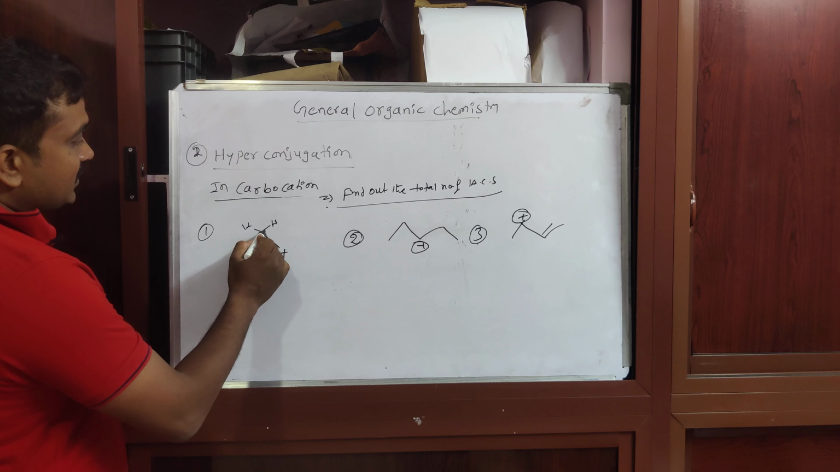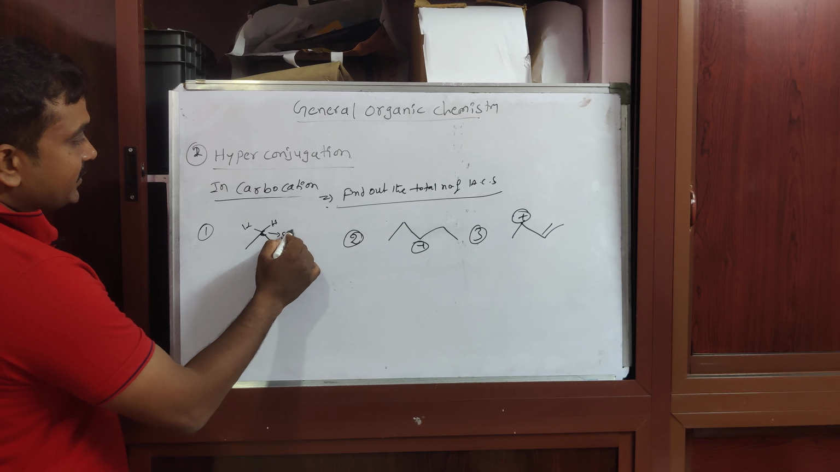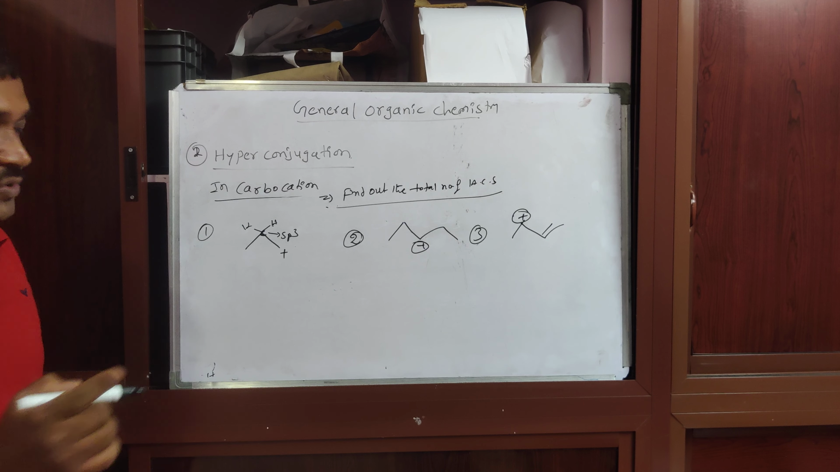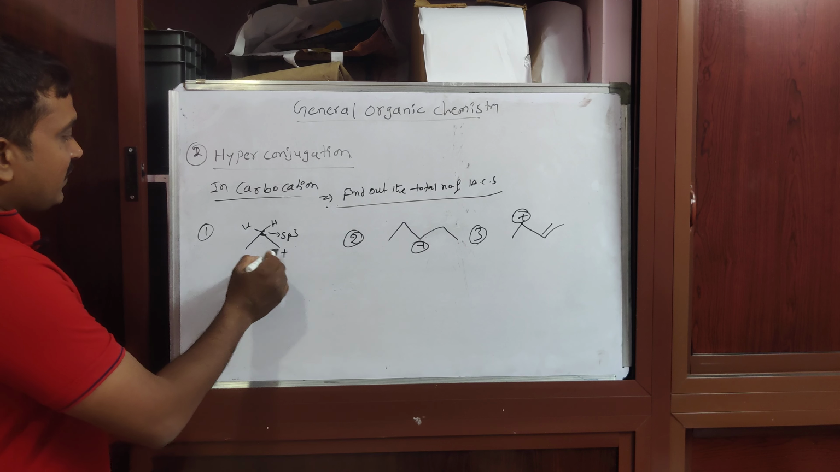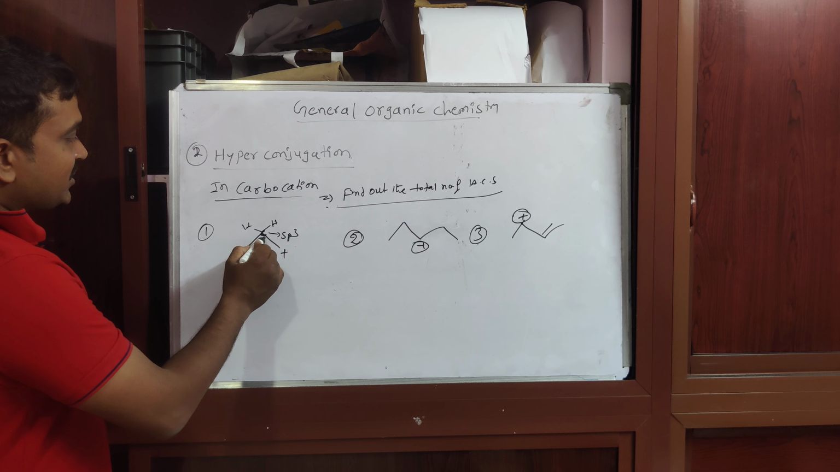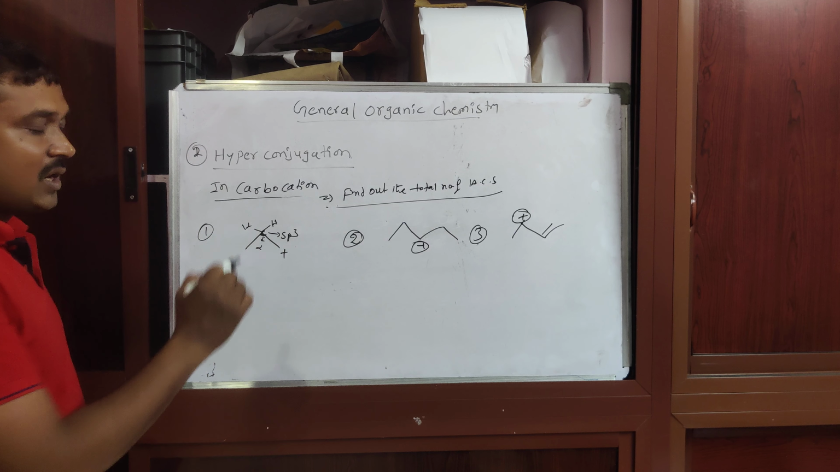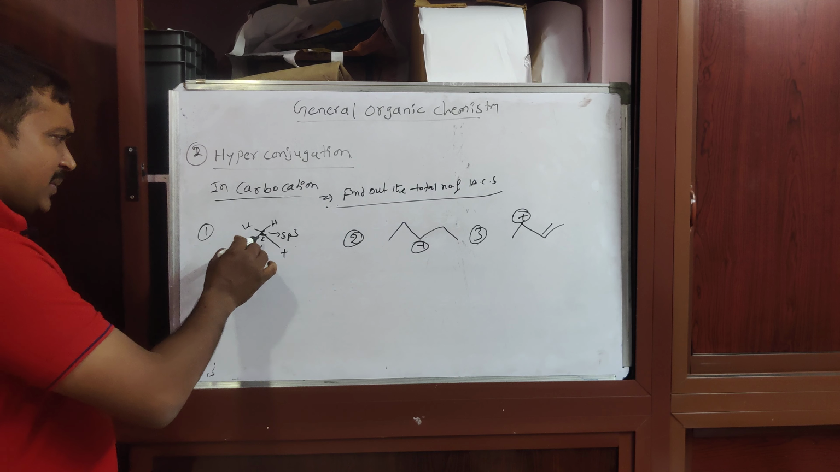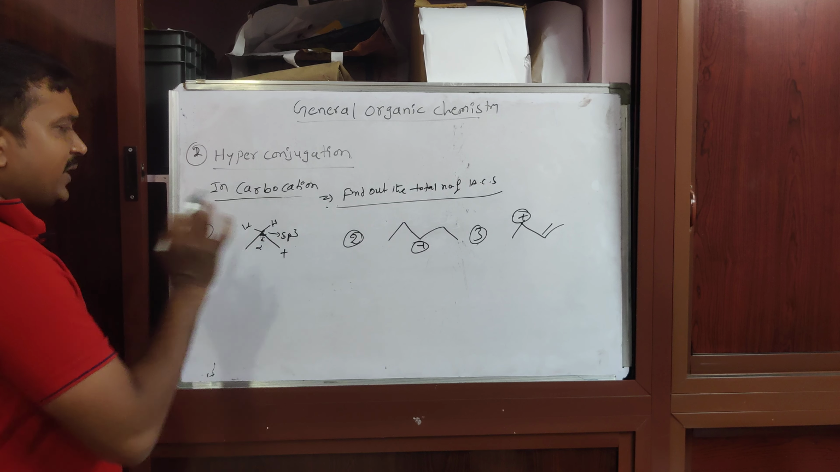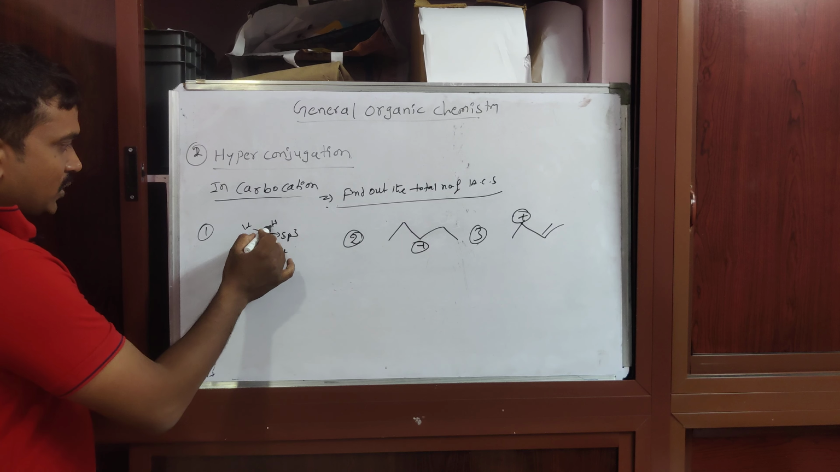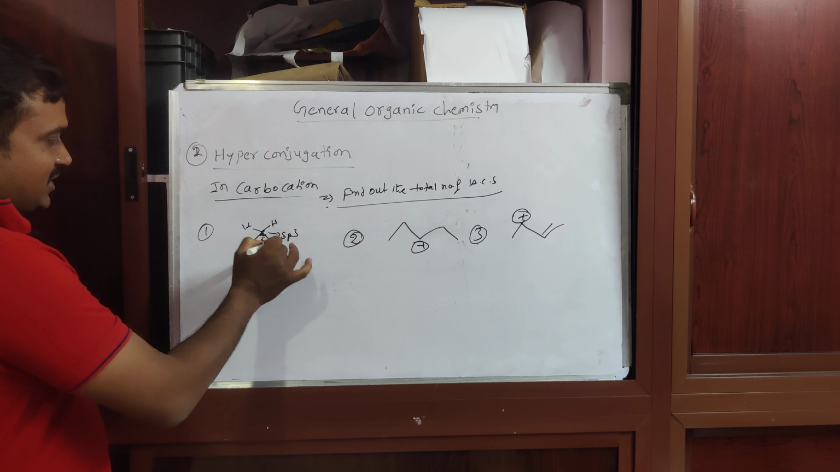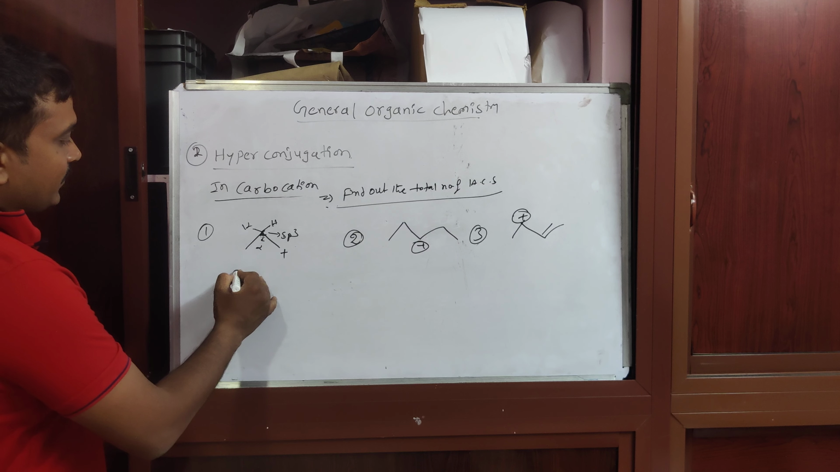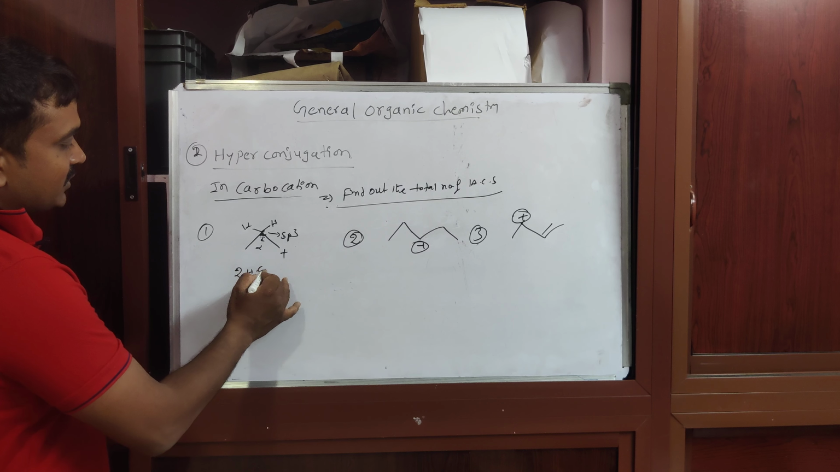This carbon is sp3 hybridized. What are the conditions to show hyperconjugation? The carbon adjacent to the carbocation is the alpha carbon. The alpha carbon must be sp3 hybridized and must have alpha hydrogens. This has 2 hydrogens and is sp3 hybridized. The condition is satisfied, so it shows 2 hyperconjugation structures.